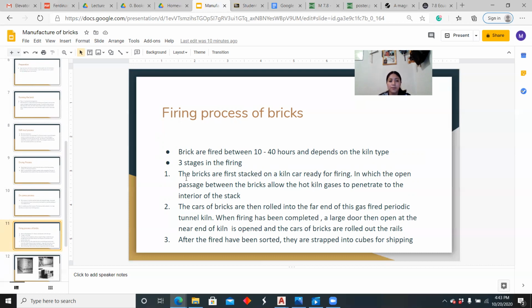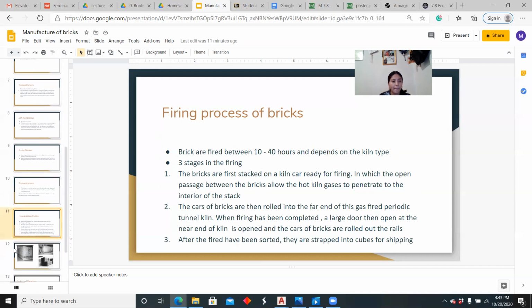After that, the cars of bricks are then rolled into the far end of the gas-fired pyramid tunnel kiln. When firing has been completed, the large doors are opened near the kiln, and then the cars of bricks are rolled out on the rails. After the bricks have been sorted, they are strapped into cubes for shipping.